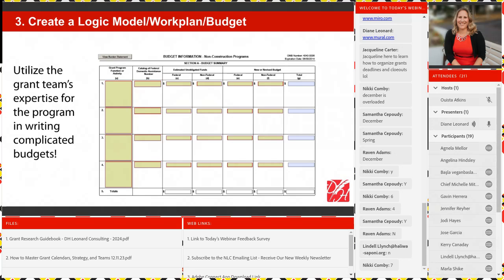So what can we populate? What do we already know? That's what I encourage you to do before you ask for their help.